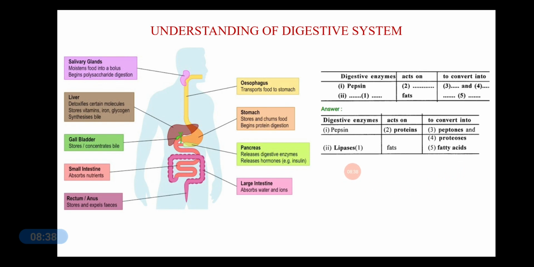The second part, what are the digestive enzymes which are acting on the fats? The digestive enzymes which act on the fats are the lipases. The lipase acts on the fats and produces the fatty acids. So children, it is necessary for you to understand about the different enzymes which are given out in our digestive system and their functions.